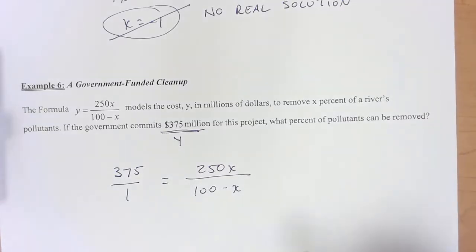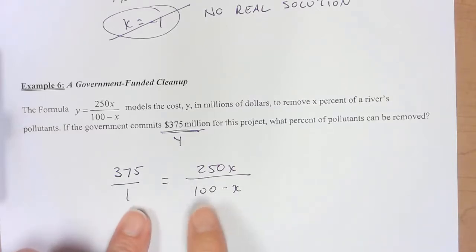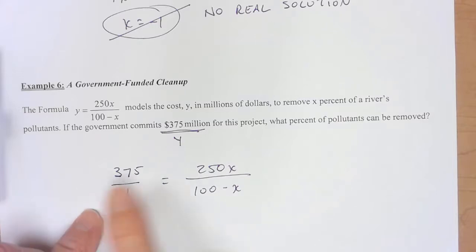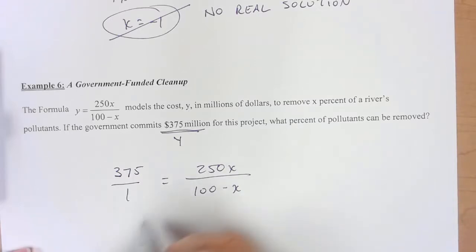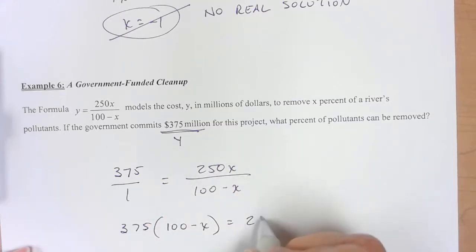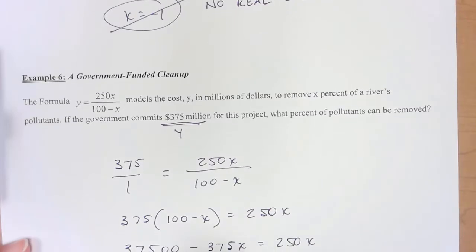Now, I can get my LCD, but if you have one fraction equaling one fraction, you can do what's called cross multiply, and it achieves the same thing. I think I did cross multiplication in an earlier problem. So I'm going to go 375 times 100 minus x is equal to 1 times 250x. I'm going to distribute. Add that to both sides.